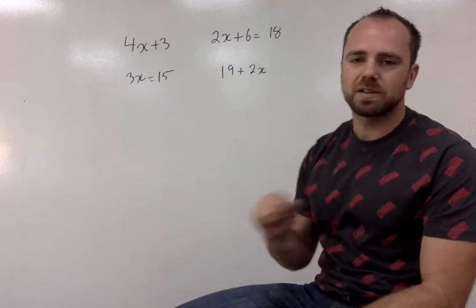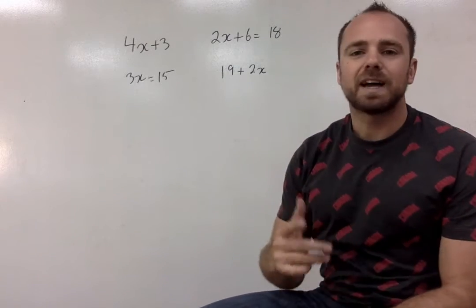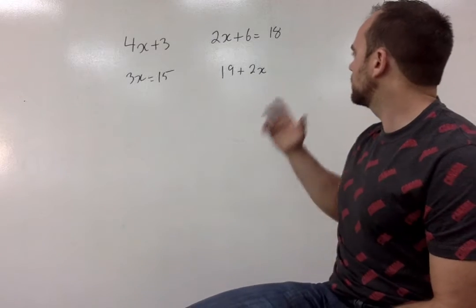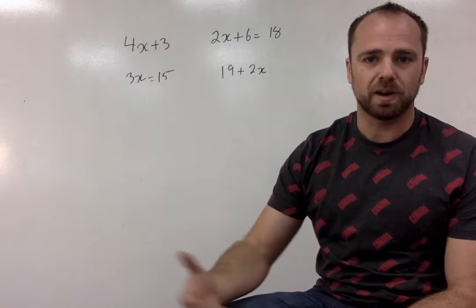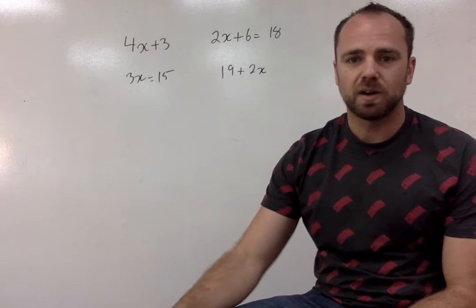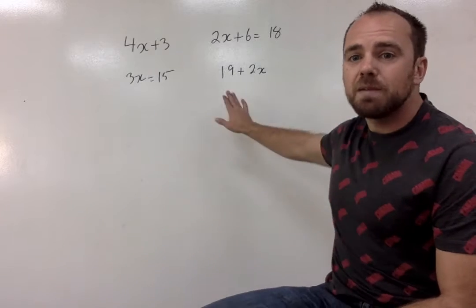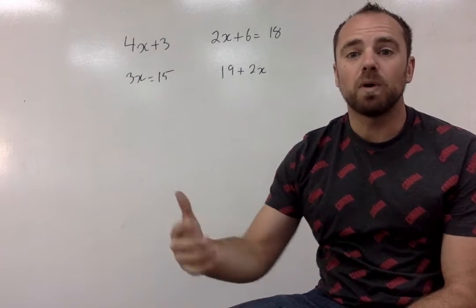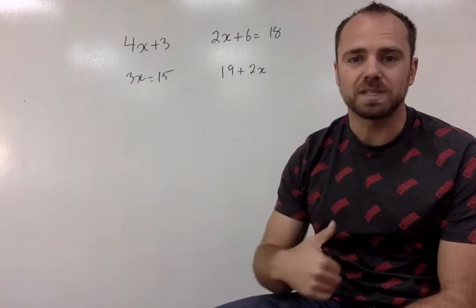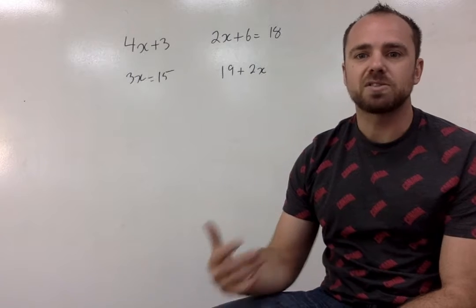And then this last expression is 19 plus 2x. If we were to put 1 in for x, our answer would be 21. If we were to put 2 in for x, our answer would be 23, and so on and so forth. So there's many possible answers for our expressions. But what we're going to be using is equations. And we're going to be solving those equations.